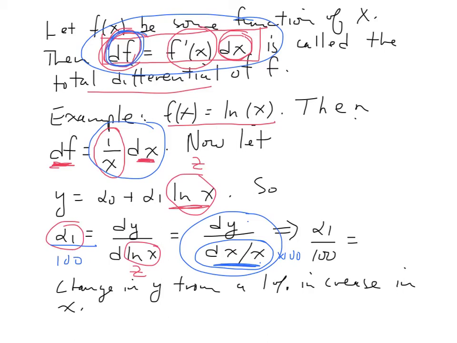So I end up with alpha 1's interpretation, once we divide it by 100, as meaning the percent change in x effect on y. A more elegant way to say that is, it's the change in y in units from a 1% change in x. So in other words, to restate, alpha 1 over 100 is the change in y in units from a 1% increase in x. Okay?